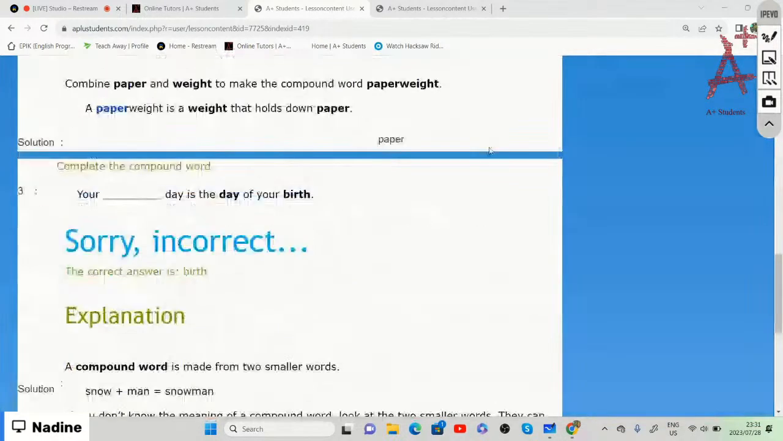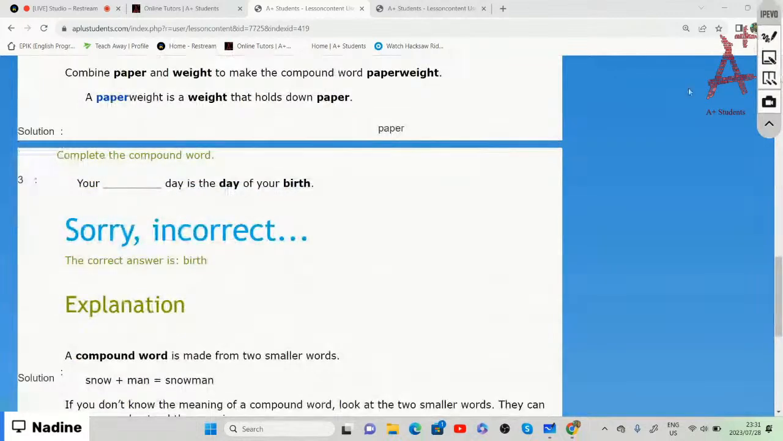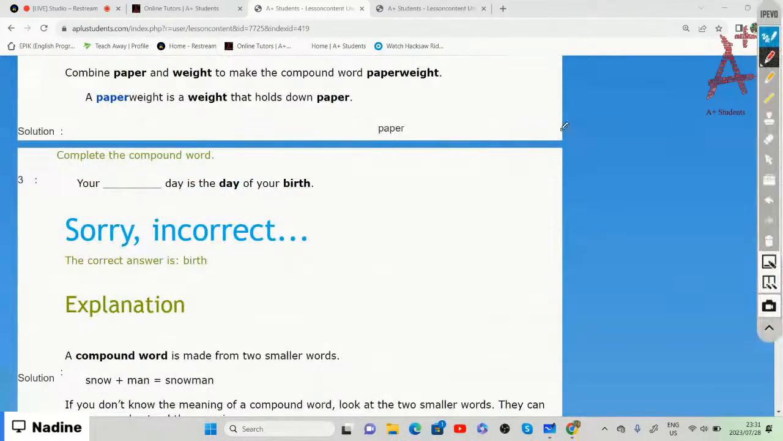All right, so now we have another one that says your what day is the day of your birth. The day of your birth, what do we celebrate every single year? That shows the day of your birth, which means that we celebrate every year a birthday. So day is already given, so we're just going to say birth.